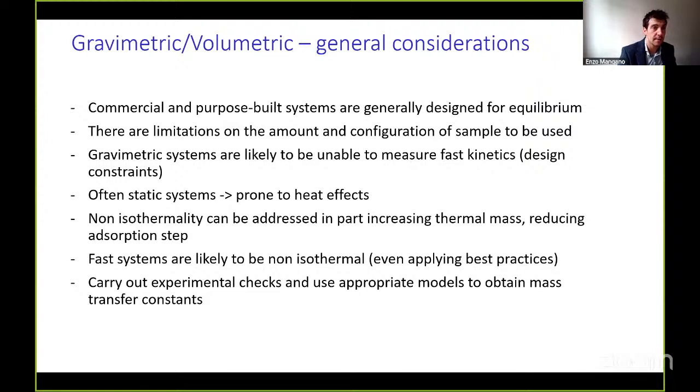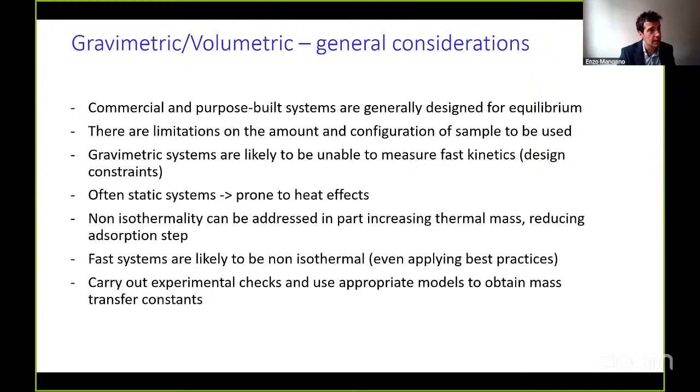There are limitations on the amount of sample that you can put in each system, and also the configuration of the sample that you can bury inside the system. This means that sometimes, for example, if you use a monolith, you won't be able to load it in some of the optic cells. You can go small in sample mass, but remember, for equilibrium, you may want to go higher. So obviously, there is a trade-off between the amount of sample that you can use and the resolution of your system.